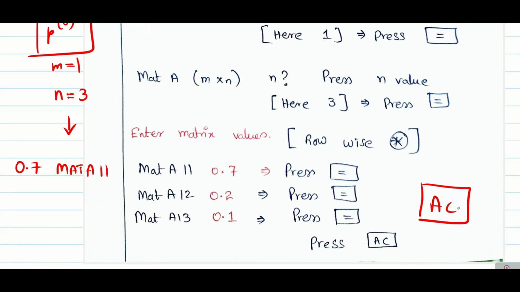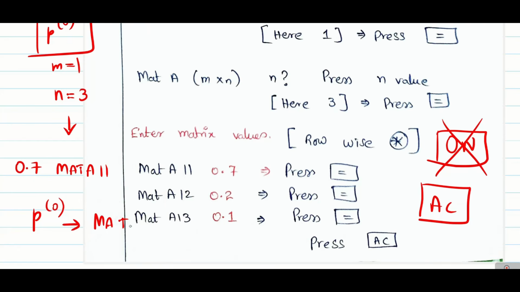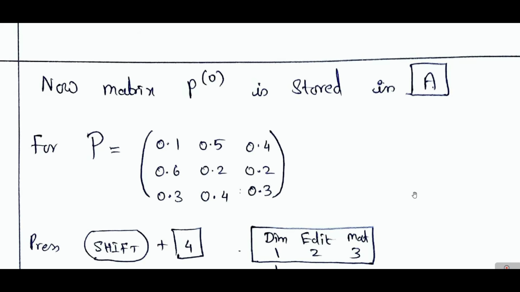Now press AC. Okay, don't press the on button. If you press the on button, all your memory might get lost. So press AC. Now your calculator knows your initial condition P0 as mat A. So now this is ready. Let us go to the next step. That is, we are going to enter the transition probability matrix as matrix B in the calculator. As I said, P0 is already stored using matrix A. So matrix A's job is over.